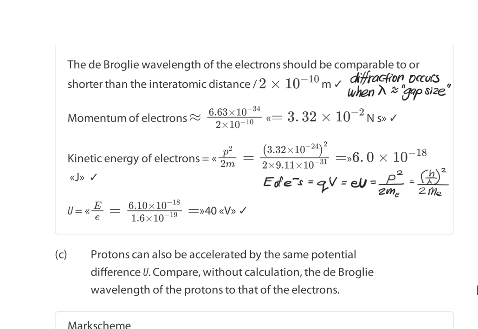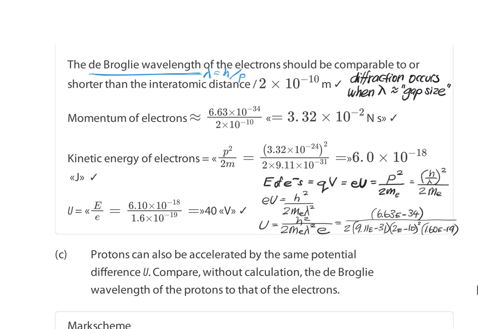We know that the energy of electrons is QV. I'm going to sub in e for the charge of an electron for Q, and U for V, since they're using U. We know that energy is momentum squared over 2 times the mass of the electron, p squared over 2m, for any particle. However, we're talking about de Broglie wavelength, and remembering that de Broglie wavelength is h over p, therefore p is h over lambda. So when we break it all down and solve for U, we get h squared over 2 times the mass of the electron times lambda squared times e.